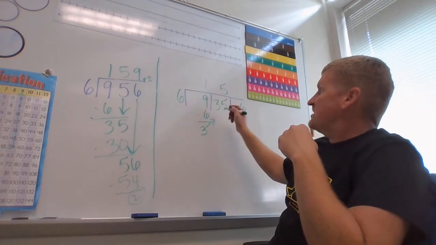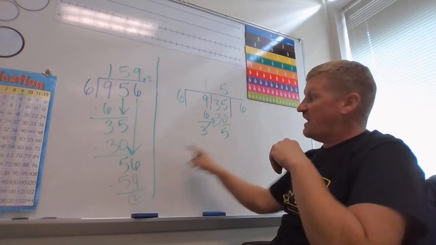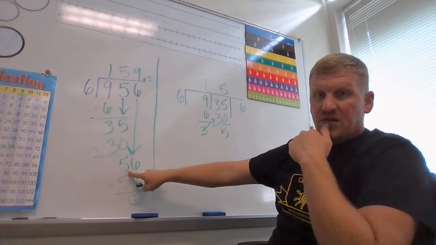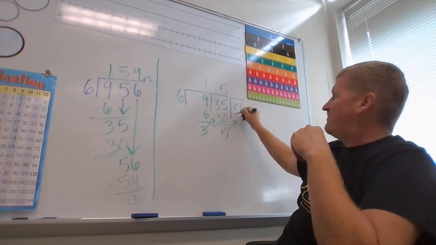So 5 times 6 is 30. When we subtract, we are left with 5. We were left with 5 right here. So it's the exact same thing. Instead of bringing the 6 down, we're going to send the 5 over.